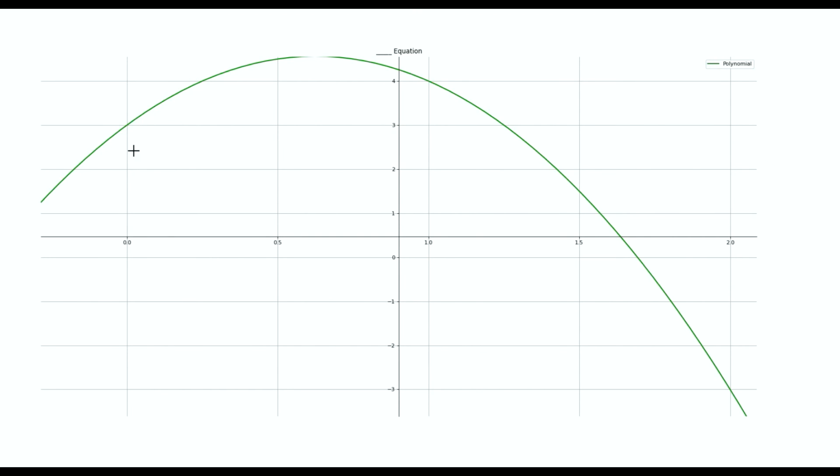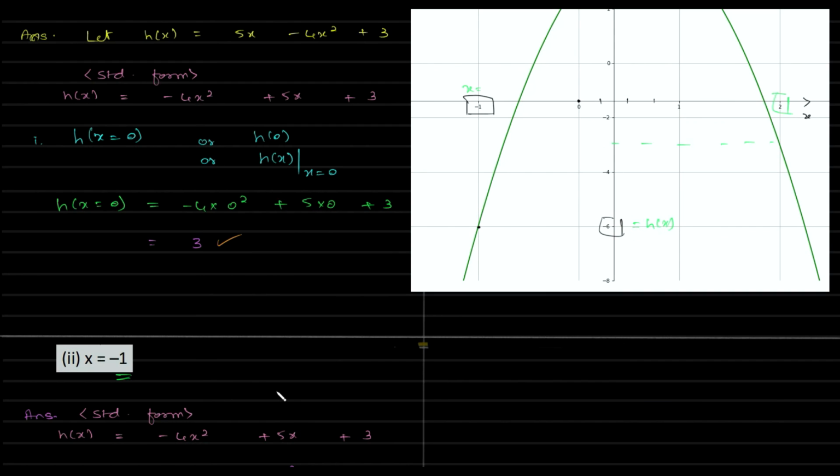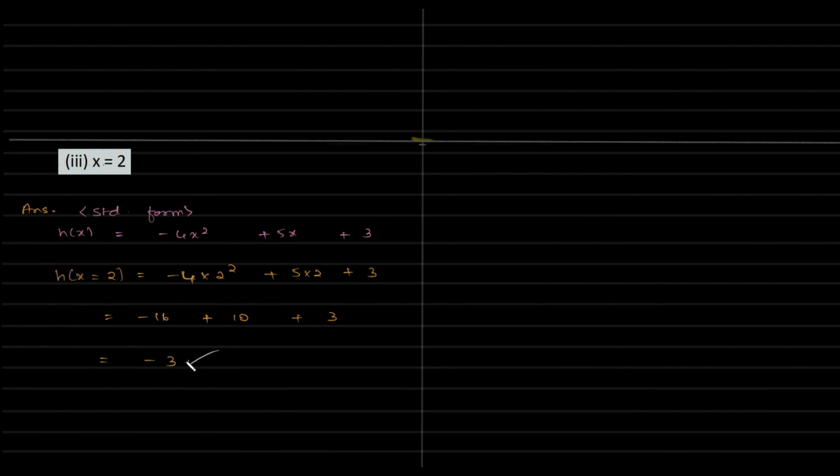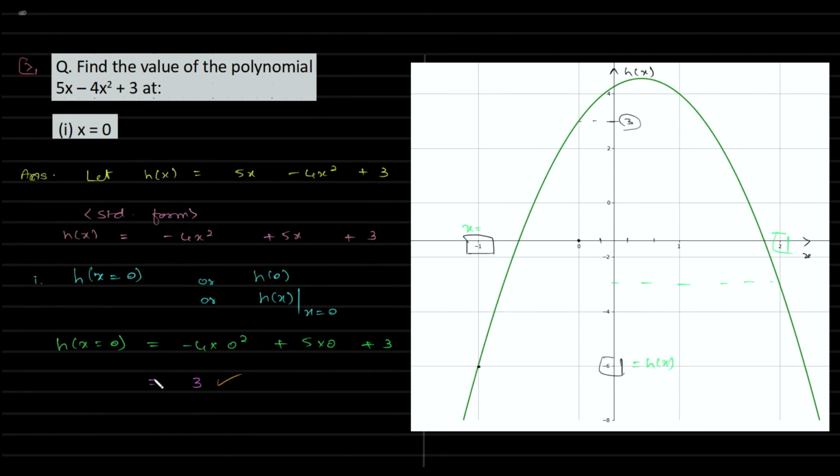Y, right? Go along the axis where the graph is cutting this particular line. See the projection on the y-axis. That is your output. So in this case, it is 3. For x is equal to 0, output is 3. That's correct. And for x is equal to 2, check where the graph is cutting this particular vertical line, and it is at minus 3. So h of x is minus 3. For input of 2, h of x is minus 3. Okay. So this is your overall answer.